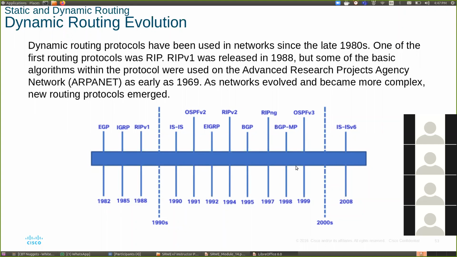So these are different routing protocols, dynamic routing protocols, and their year of evolution. You can see how everything started from 1982 up to 2018.